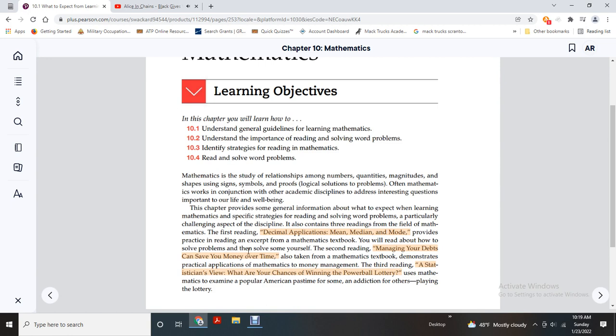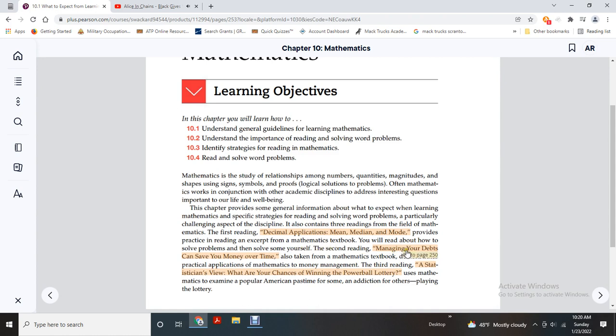It also contains three readings from the field of mathematics. The first reading is on decimal applications. It provides practice reading an excerpt from a mathematics textbook. You read about how to solve problems and then solve some of them yourself.